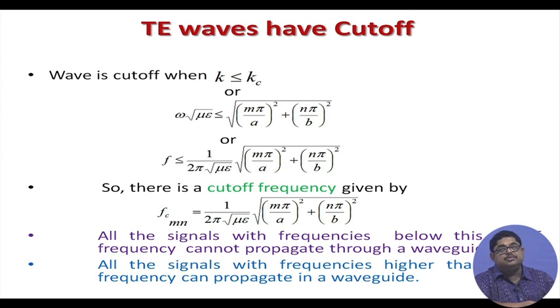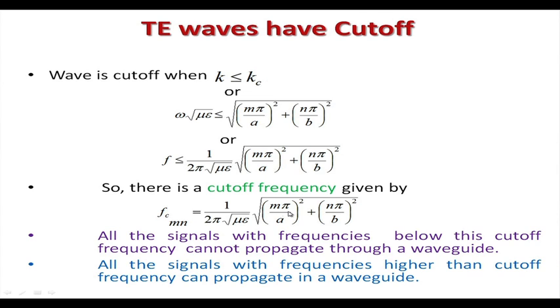So, this is a stark contrast to the TEM line, as we have seen that any frequency can pass through a TEM line, but in a waveguide, for both TE and TM modes, we see there is a cutoff. That frequency we have calculated, f is less than or equal to this. If we take the equal value, all the frequencies below this cutoff, the wave won't be able to propagate. So, you need to have a frequency above this, then only the wave will propagate. That is why these waveguides are called a high pass filter. Low frequencies are not passed, but all the high frequencies after this cutoff are passed. All the signals with frequencies below this cutoff cannot propagate through a waveguide. All the signals with frequencies higher than the cutoff frequency can propagate in a waveguide.